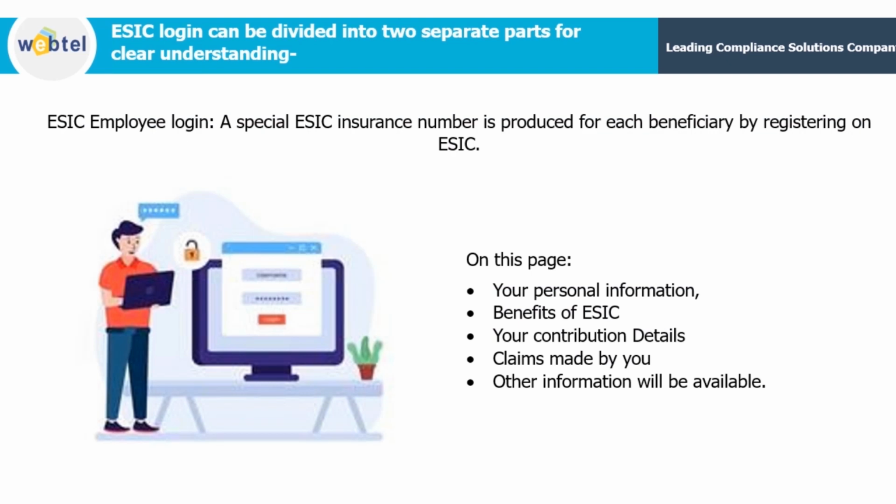Now coming to the ESIC employee login. Once the employee has been registered onto the ESIC portal by the employer, how would an employee be able to check how much amount has been deposited or what benefits are to be provided to him? All these can be checked through this login. A special ESIC insurance number is produced for every beneficiary, and by that the employee can register onto the ESIC portal. On this page the employee can view personal information, benefits provided by the ESIC, contribution details, any claim already made with the ESIC, and any other information related to the ESIC.